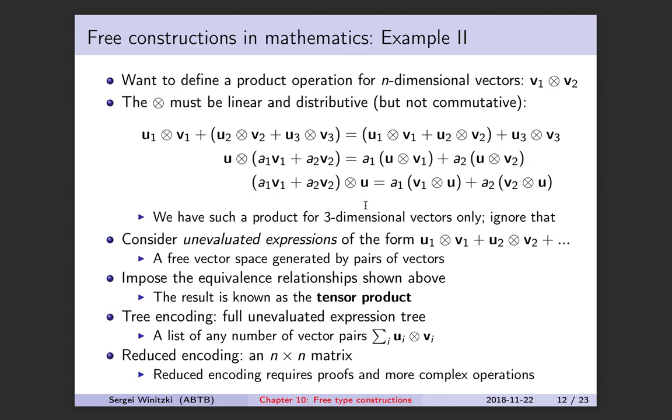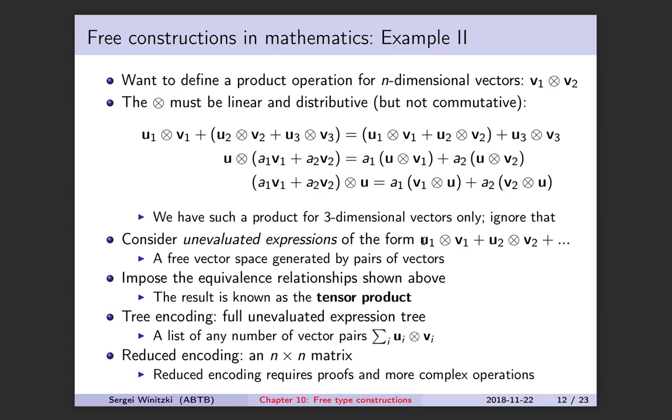All right, says the mathematician, you need a free vector space generated by all kinds of pairs of vectors from your n-dimensional space. So let's do it in this way. We consider all unevaluated expressions of this form, where u and v are arbitrary vectors from your n-dimensional space. So this is the first step. The second step is to impose the equivalence relationships. Before this, you get just a free vector space. You have all possible linear combinations of all possible products. That's the first step. The second step is to impose equivalence relations.